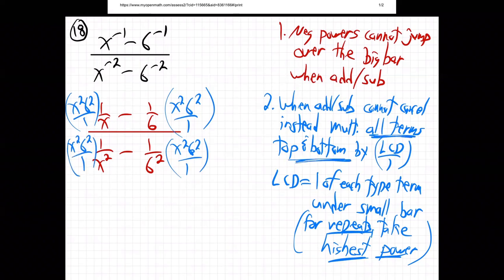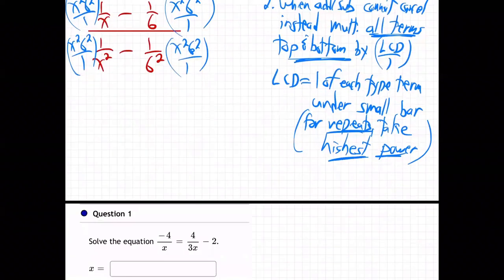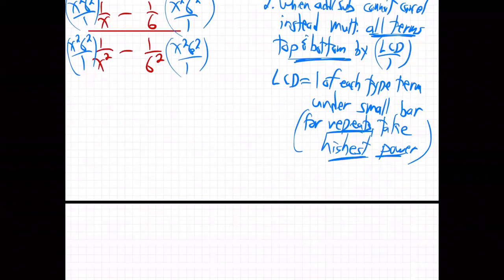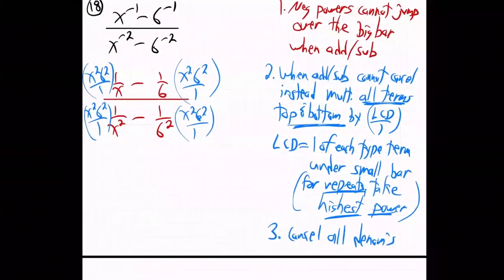All terms, top and bottom, by the LCD over 1. So that's the LCD, x squared, 6 squared. You just take one of each type to the highest power when there's repeats. Okay, and now what do you do on step 3 here? Step 3: cancel all denoms. So cancel all the denoms.